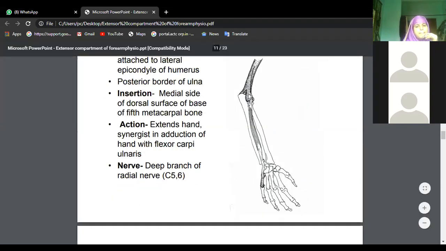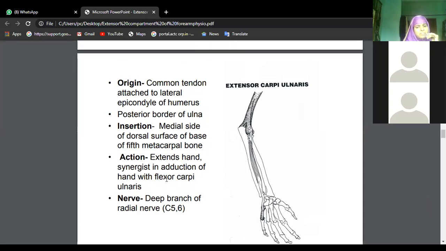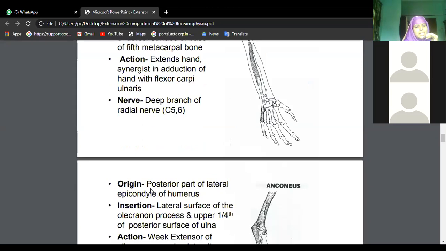Then we have extensor carpi ulnaris. Again the same origin, it's very easy: the lateral epicondyle of the humerus from the common extensor origin, and the posterior border of the ulna. Insertion is the medial side of the dorsal surface of the base of the fifth metacarpal bone. Action: it extends the hand and works in collaboration with flexor carpi ulnaris to bring about adduction. Nerve supply is the radial nerve.